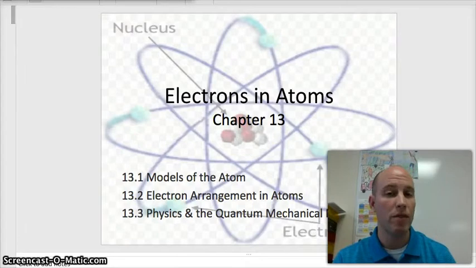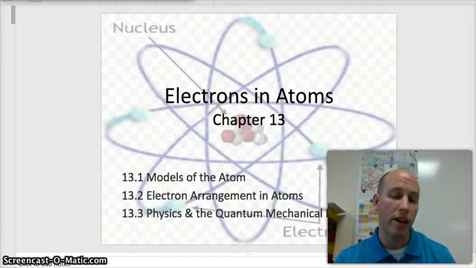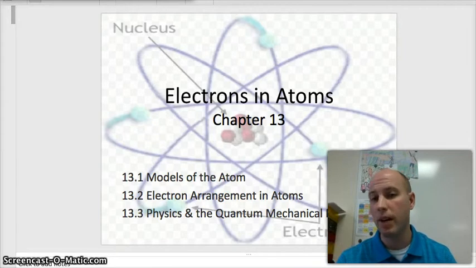So over the past couple of weeks we've been diving into this idea of the electron, and we've looked at where those electrons are. We've compared the Bohr model with the quantum mechanical model. We've seen that electrons aren't easy to pinpoint, but we can base it on probability. And then we wrote some electron configurations.